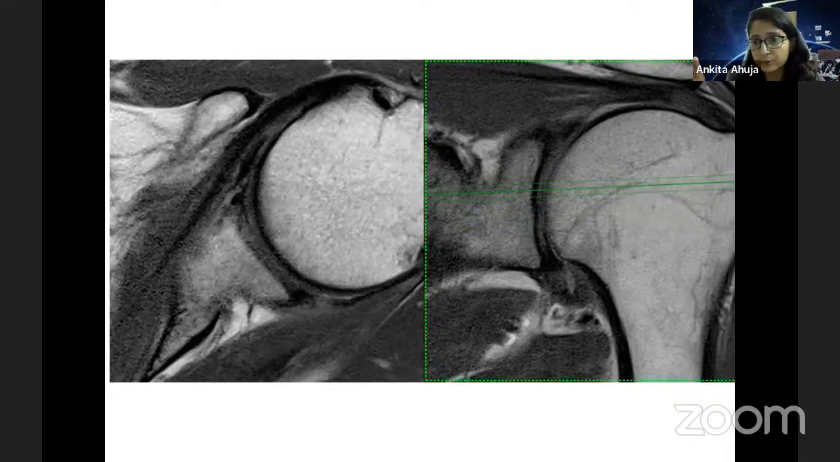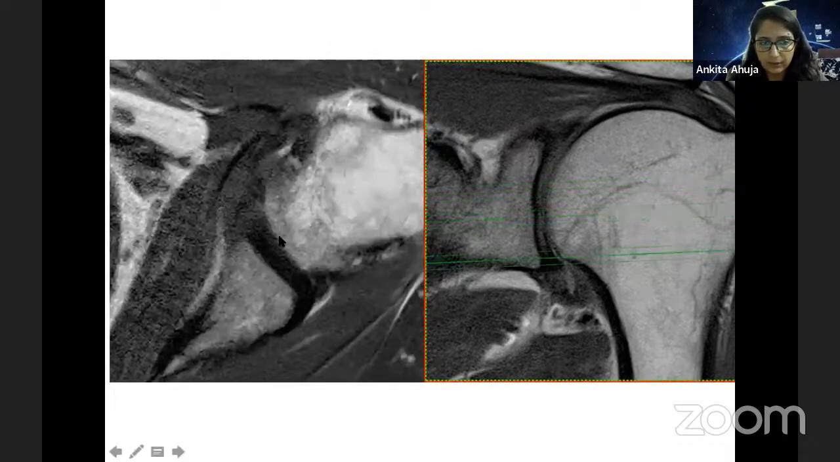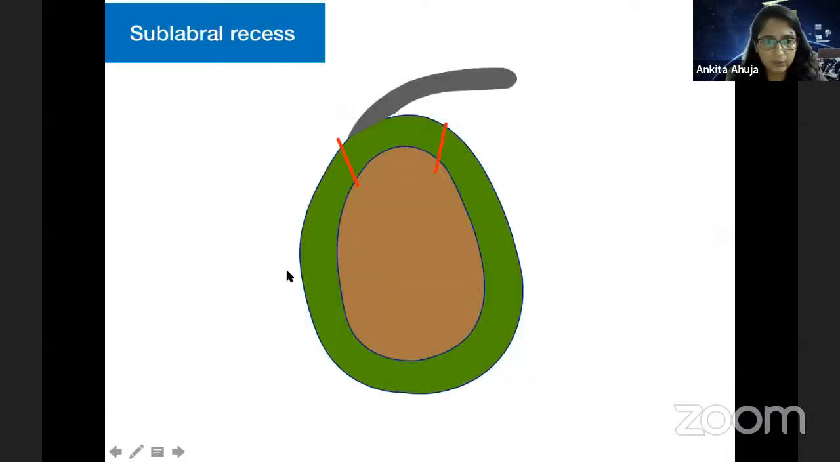Ideally, the moral of the story is to convey that this is a normal variant and this is not a pathology for which somebody has to hunt and do a surgery or a labral repair. So that's why it is important to pick this up. Okay, so even as we keep on tracing down, it looked fine. Now coming on to the last variant.